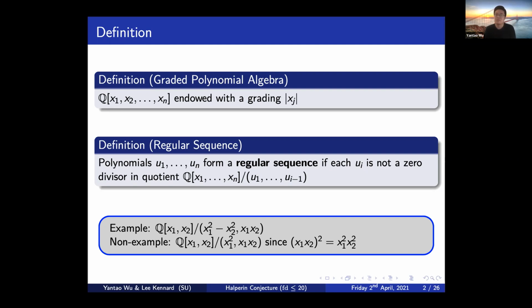So intuitively speaking, a sequence of polynomials forms a regular sequence if there are no redundant terms. In linear algebra, no redundant terms is like linearly independent. But here we have multiplication. So for something to be not redundant, we have a complicated definition.